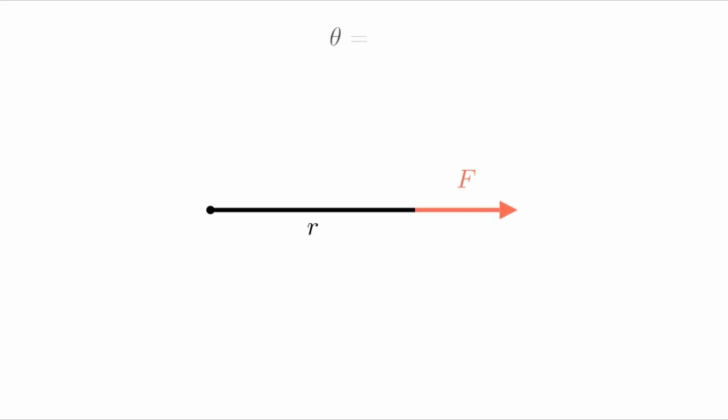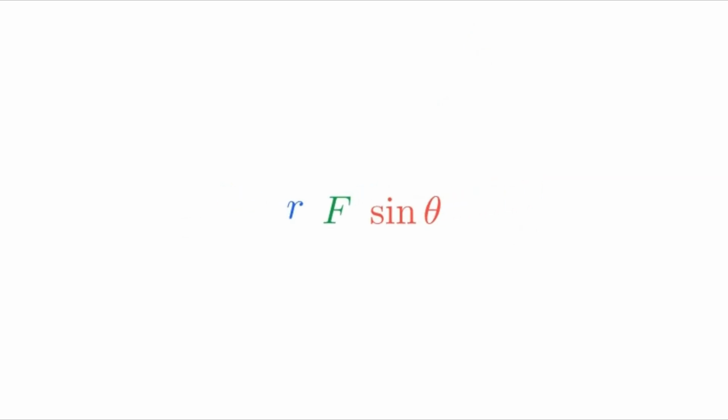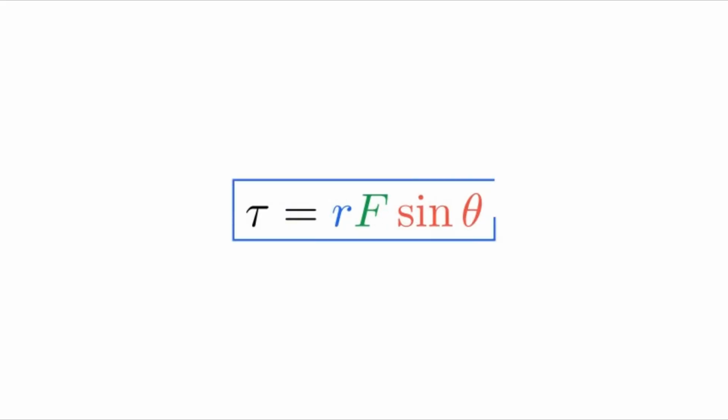When theta equals 0 degrees, sinθ equals 0. There is no perpendicular component at all. So the torque is 0 no matter how hard you push. That's why torque depends on three things: the distance from the pivot, the force, and the angle between them. And that's exactly why the formula is tau equals rFsinθ.